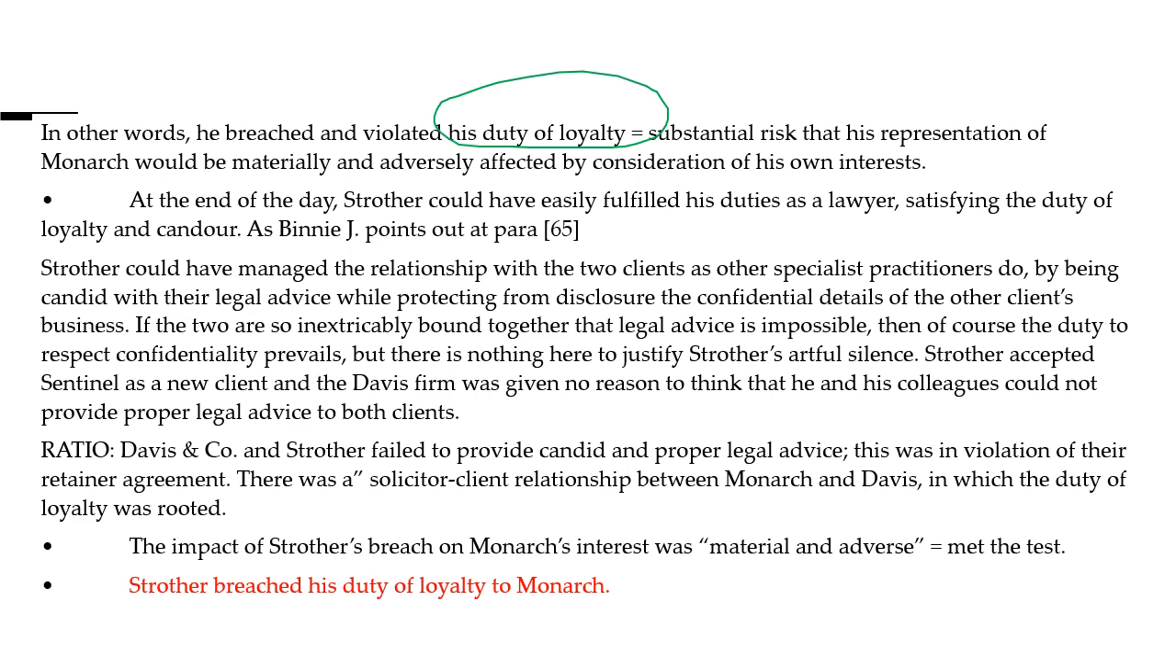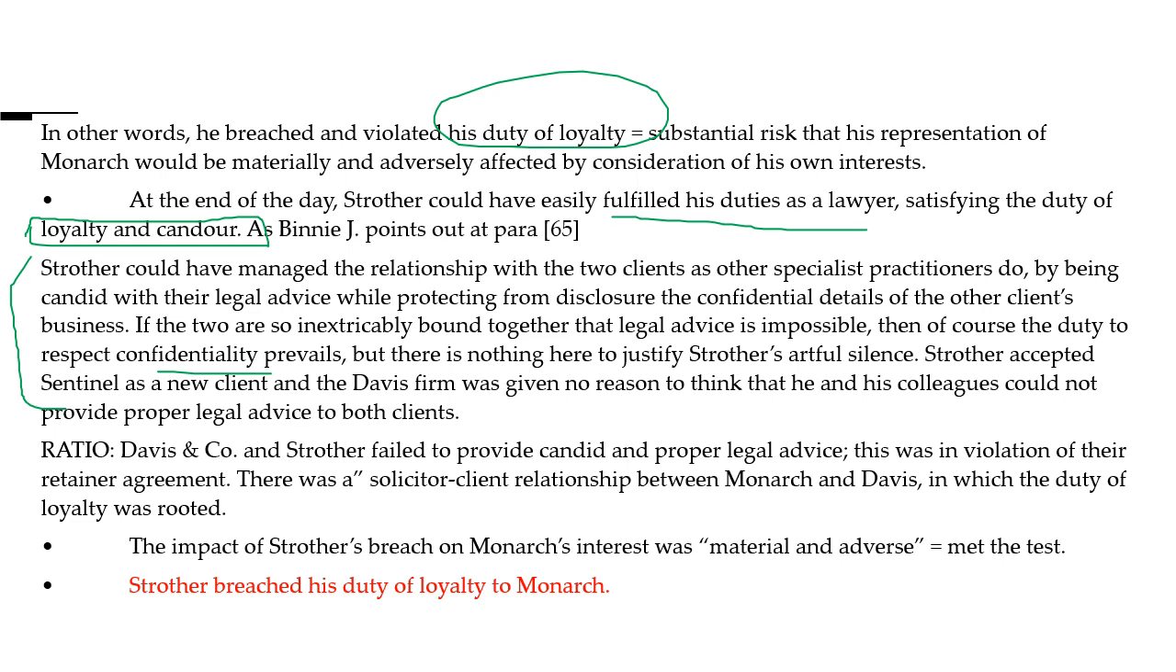At the end of the day, Strother could have easily fulfilled his duties as a lawyer, satisfying the duty of loyalty and candor. So, these two things were missing. So, this is what the justice has said. Again, similar things, what are his duties, then he should have respected the duty of confidentiality. Then there is nothing that could justify why he did not get consent from Monarch, why he did not tell Monarch about this new policy.